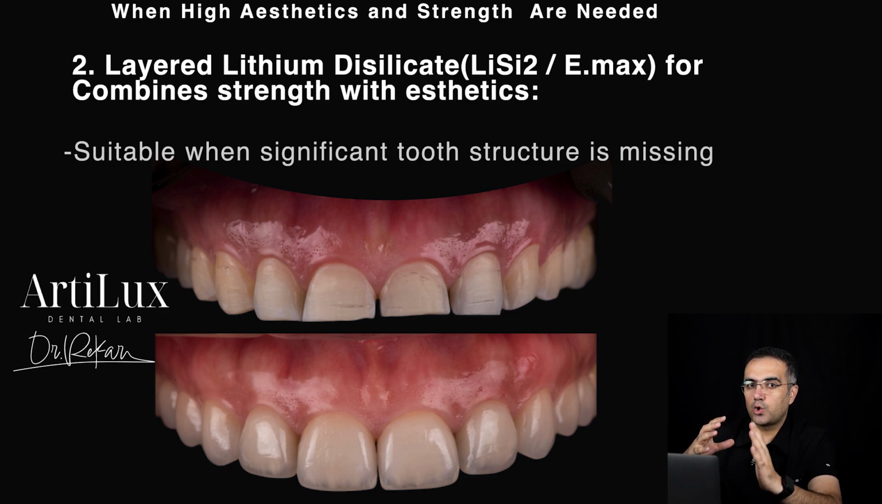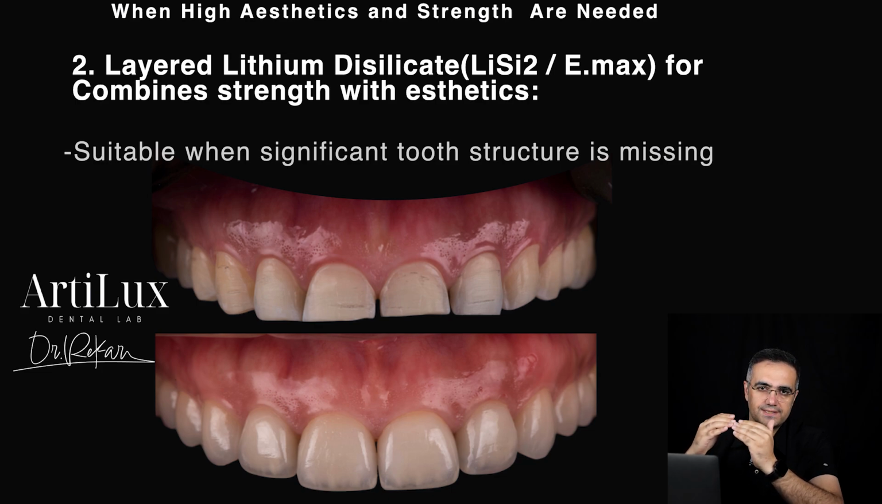lithium disilicate as a core material, which is very strong. We can say it is 4 times stronger than the feldspathic, and we are layering with feldspathic ceramic. So there is a combination of strength and beauty. We should bear in mind that the denser the material, the stronger the material, but it is less translucent.